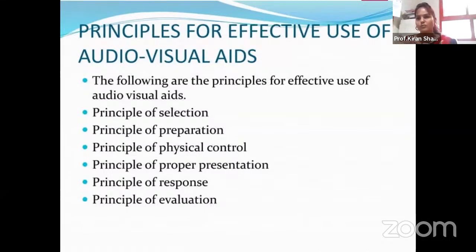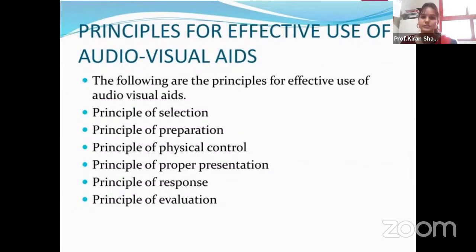Accordingly, you have to select your AVAs, and try to select the AVAs which are true representatives of your real things, and try to select those AVAs which stimulate interest and motivation.